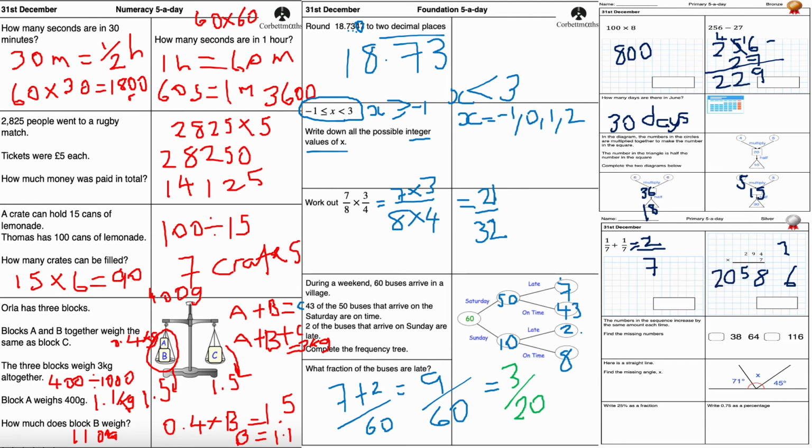Okay, next question is looking at a sequence question, so it's increasing, so numbers in the sequence increase by the same amount each time. Work out the missing numbers. Well, what do I add to 38 to get to 64? That's going to be 26, I believe. So minusing 26, I'm going to get 12 there. And then I'm going to get 90 there.